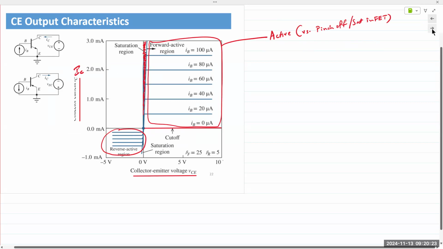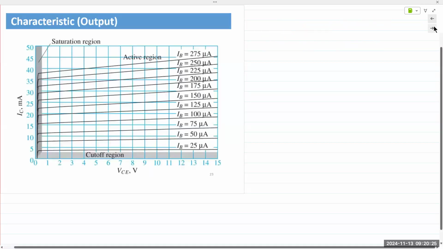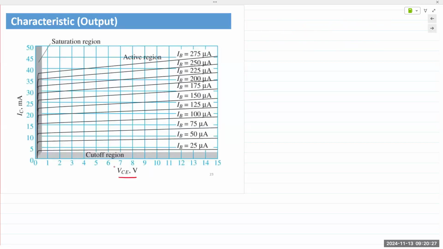We just spoke about the characteristics right here, right? If you look at the expanded characteristics, it's on the next slide. Again, VCE right here, IC on the y-axis, and we have a load line that intersects these characteristic curves. If we want to use the BJT circuit as an amplifier, we want it to operate in the active region right here. So then the external circuit biasing must be such that the Q point should stay within this active region.